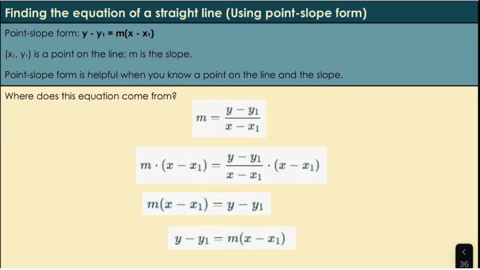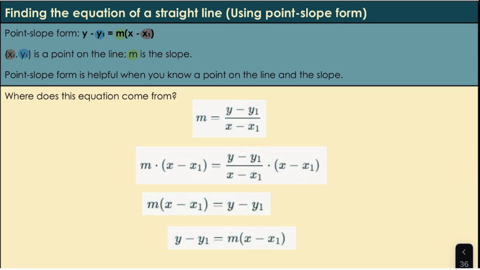We learn how to find the equation of a straight line using point-slope form. First up, we have our point-slope form equation. In our point-slope form equation, we have a point with the coordinates x1, y1. There is our x1, and there is our y1. We also see the slope value m.